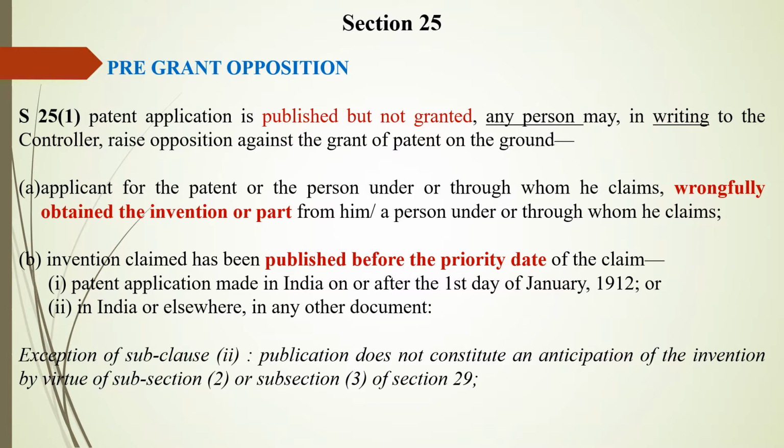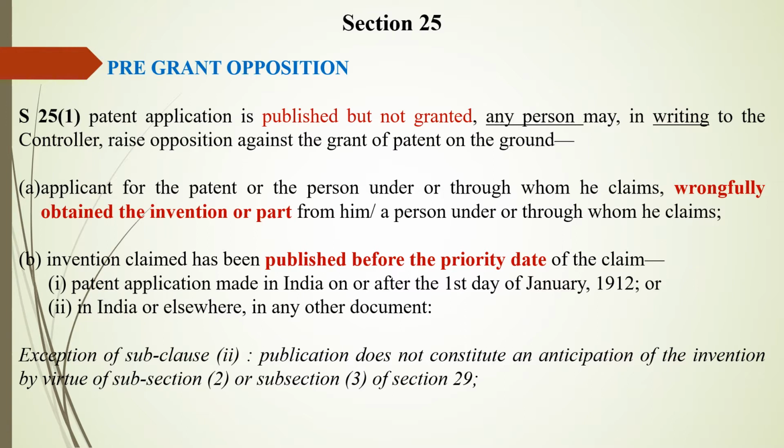That is, any patent application is published but not yet granted. In that period, any person, if he thinks that pre-grant opposition may be raised, then he can file pre-grant opposition in writing to the controller on the following grounds.